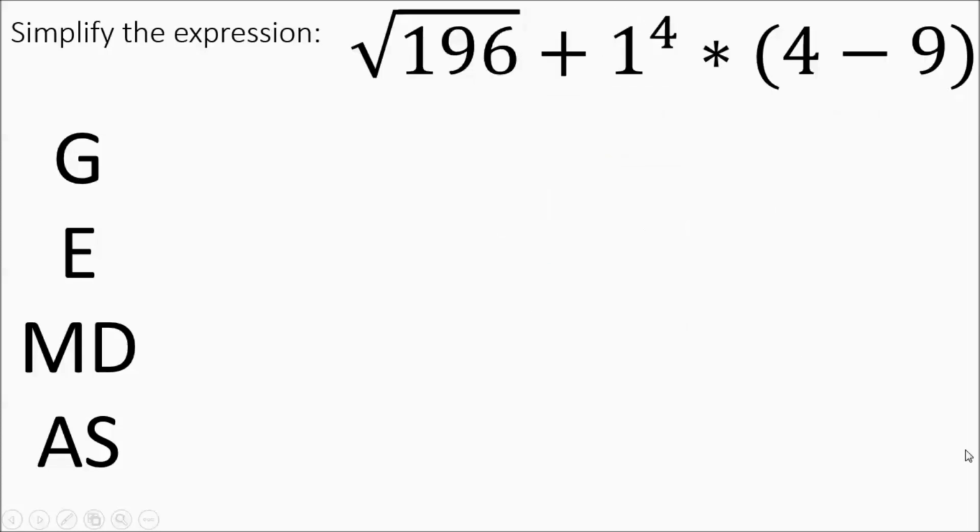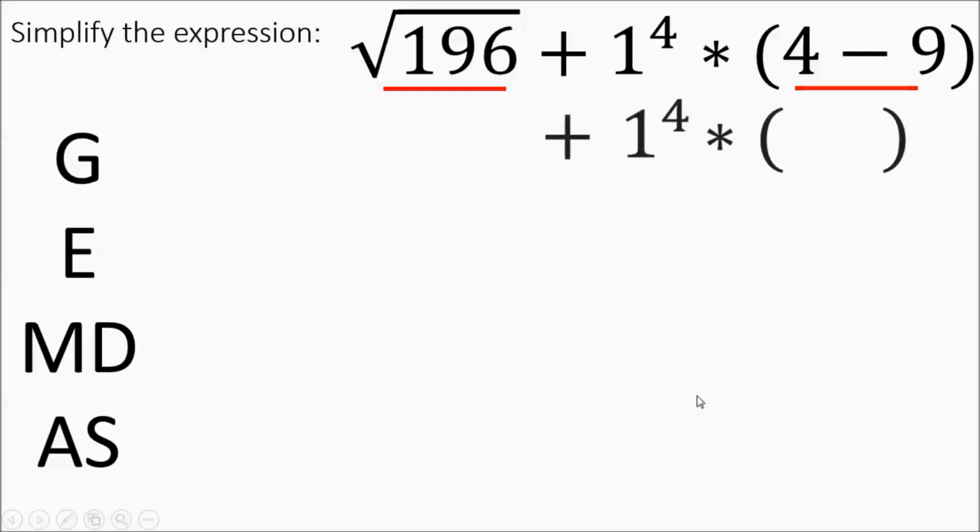Go ahead, pause the video, try working this one out. I've got 2 sets of grouping symbols. I've got the radical here, square root of 196. I also have this 4 minus 9 in parentheses. I'm going to drop down what I'm not using. I'm going to go ahead and drop down empty parentheses, maybe close them in a little because I'm going to have a single number work out here.